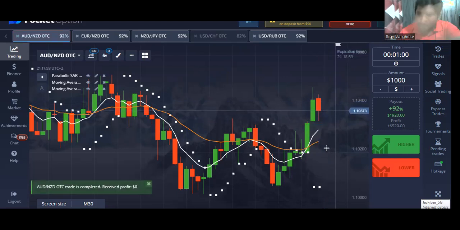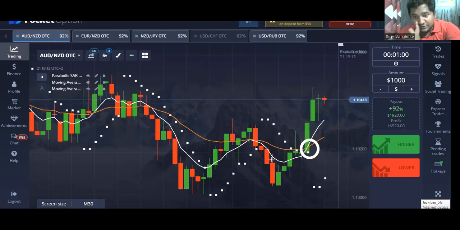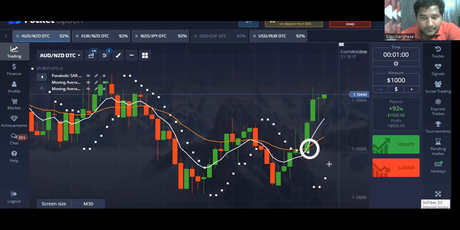let's wait for it to finish. Okay, so I did make a wrong choice over here. I didn't wait for the particular candle to finish and cross it. So never make that mistake. Look for this particular trend and take a trade in this direction. Okay, so let's move to the next.